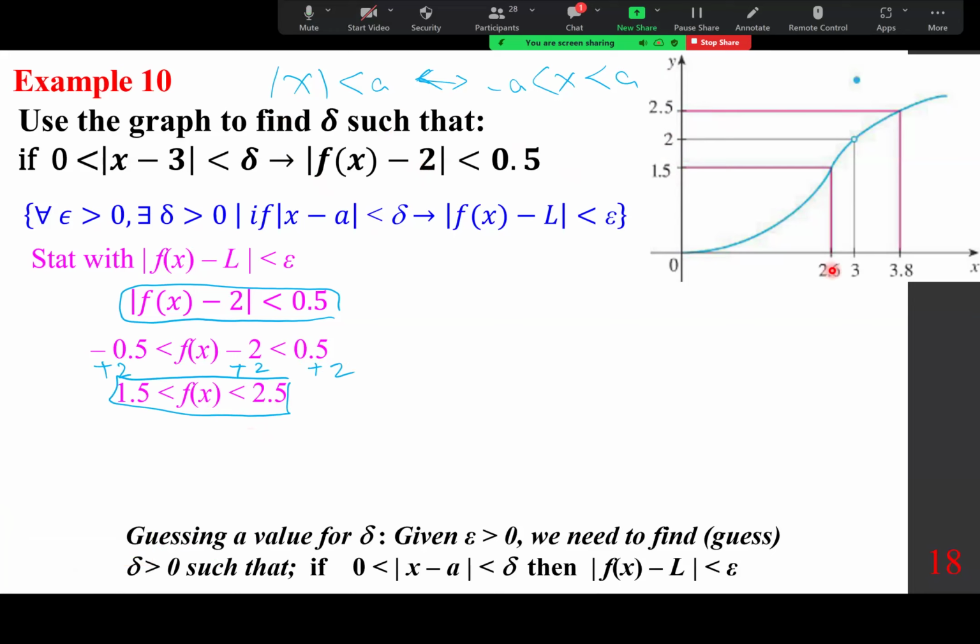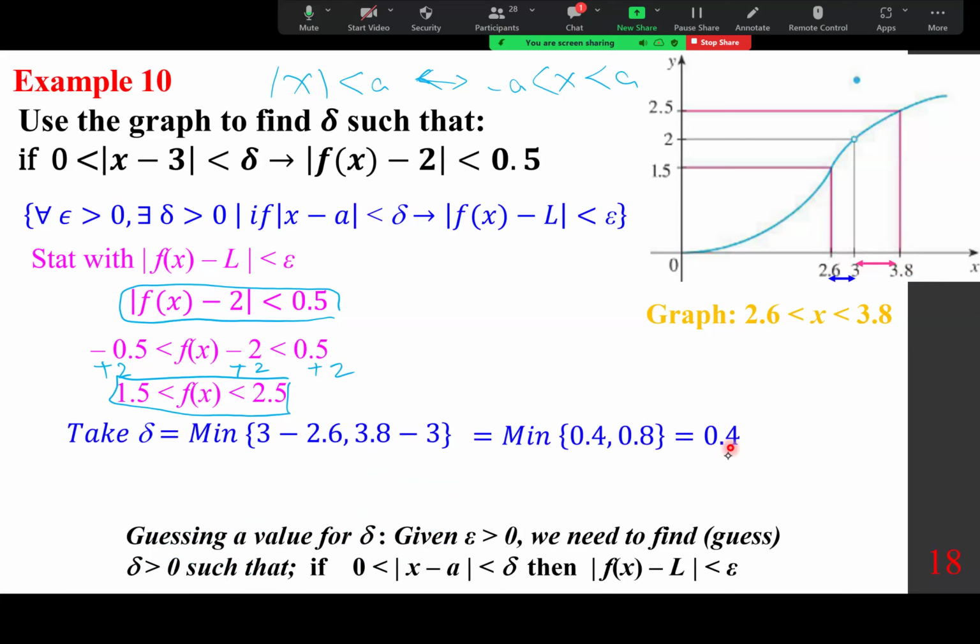Now, you can see from the graph that x is somewhere between 2.6 and 3.8. So you have to look at the distance here, okay? And you have to look at the minimum of the two, 3 minus 2.6 and 3.8 minus 3. So this distance is 0.4, right? 3 minus 2.6. And this is 3.8 minus 3, or 0.8. You have to choose the minimum of the two, which is 0.4.